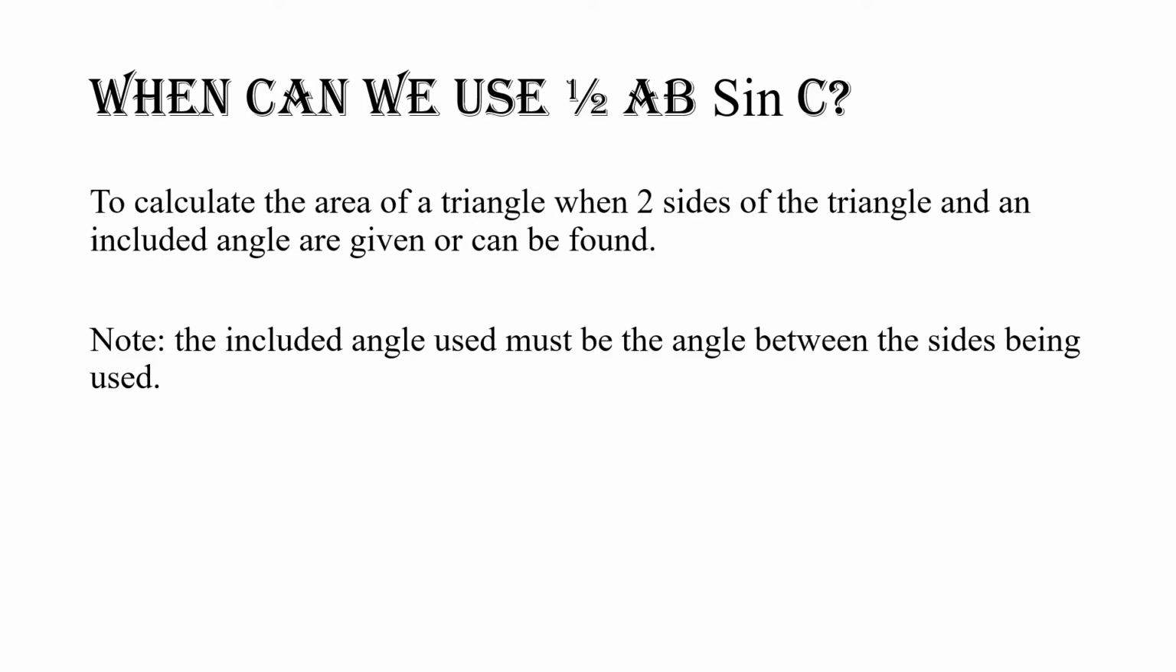So when can we use half AB sine C? That is very simple, and that's the first thing you need to learn, so that whenever you're asked to calculate the area of a triangle, all you need to do is look at your conditions in front of you. To calculate the area of this triangle, what you need to be given is two sides and an included angle. You need two sides of the triangle and an included angle given or that can be found.